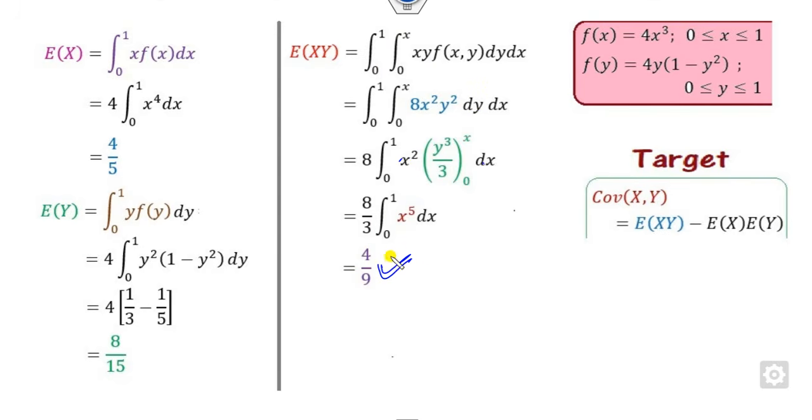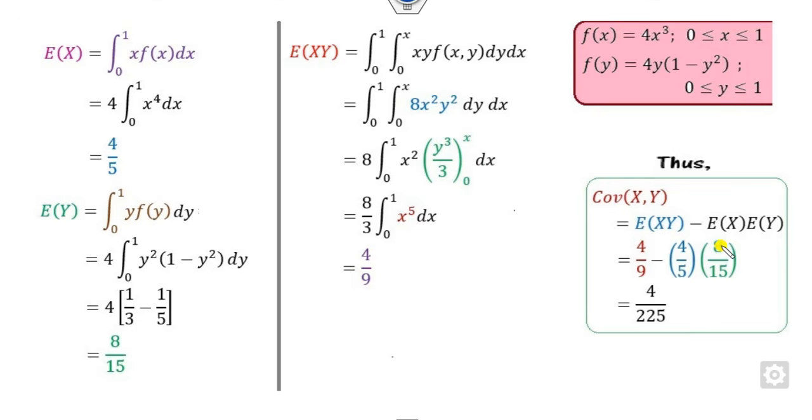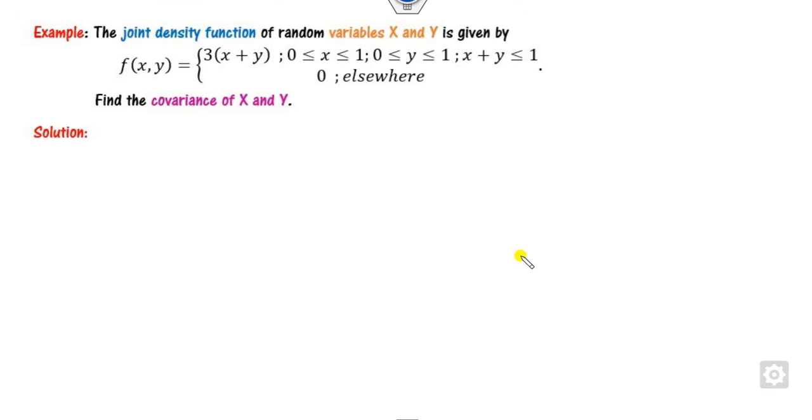You will get the answer as 4y. You can substitute this value in this expression, and you will get the right answer as this. Look at the last example here. You have to find the covariance between x and y.